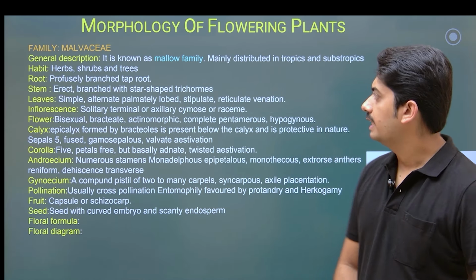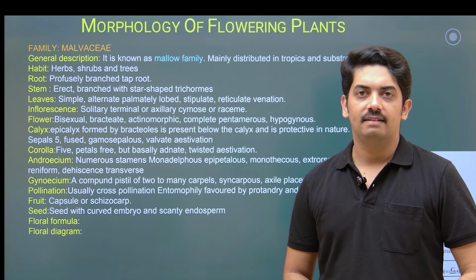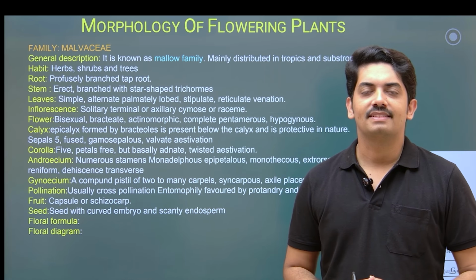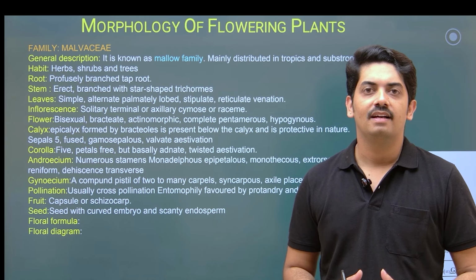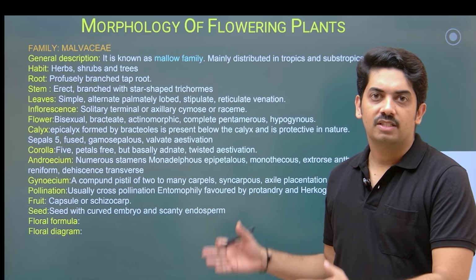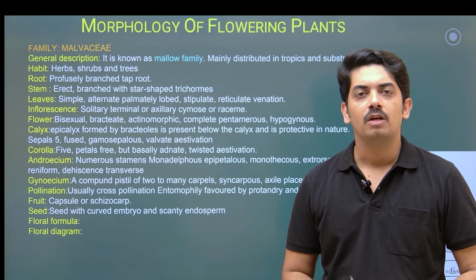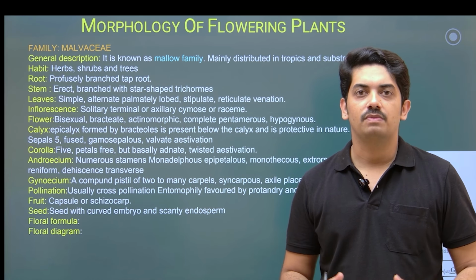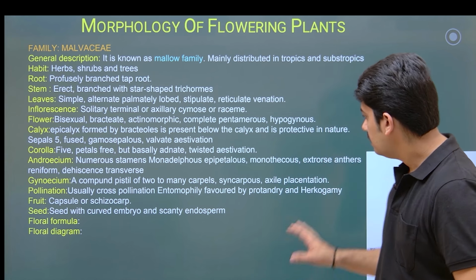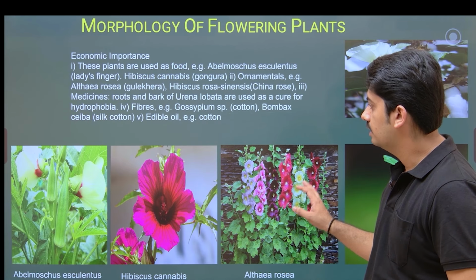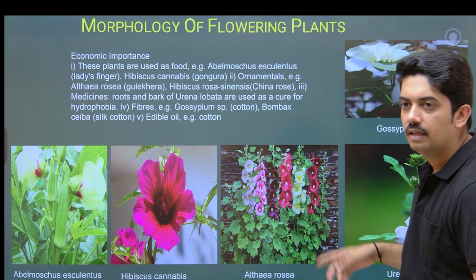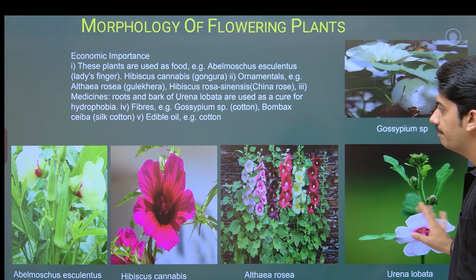Next, we are going to study family Malvaceae. First, we will take some examples so that we can have some idea how we can derive the characters of the family Malvaceae. Hope you all are aware of the plant Hibiscus rosa-sinensis. I mean China rose, we will say. I will give you some examples so that you can have an idea. These are some of the members of family Malvaceae.